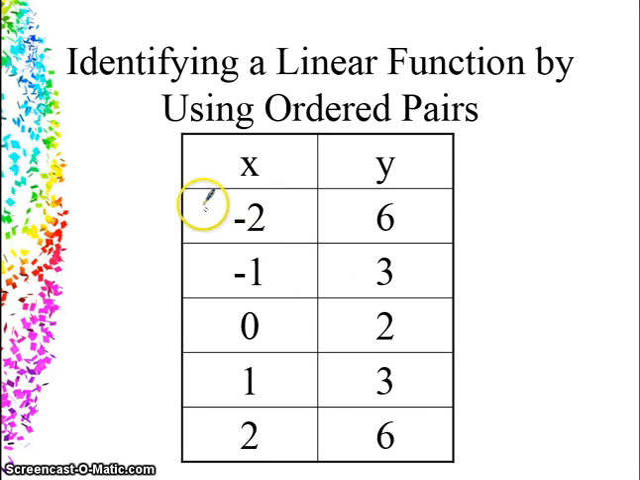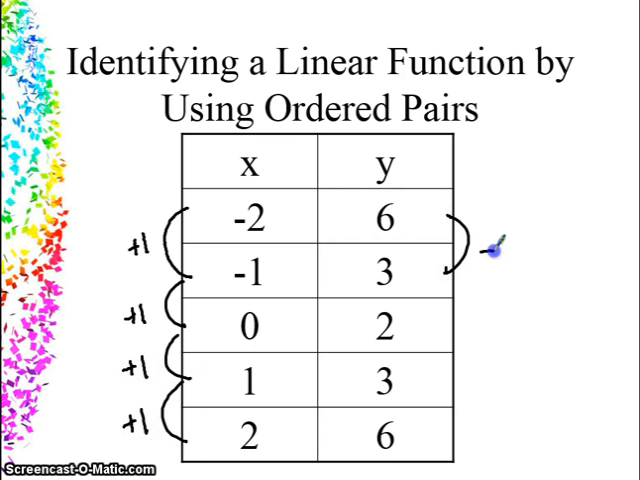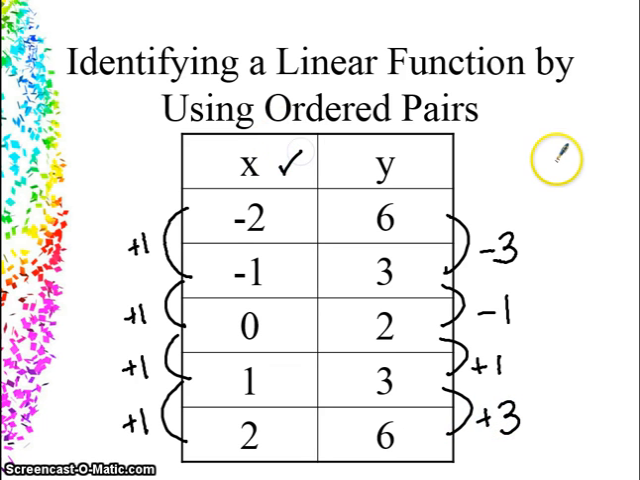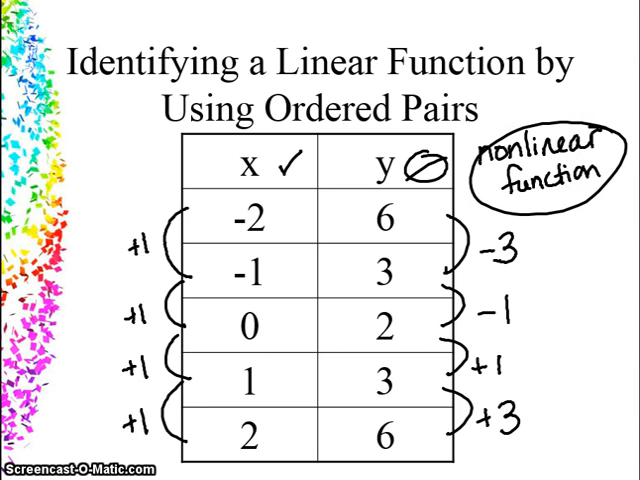Okay, let's look at another example. Here in the inputs, we see it's going up 1, up 1, up 1, up 1. The outputs are going down 3, down 1, up 1, up 3. So the inputs have a constant rate of change, but the outputs do not have a constant rate of change. So this is nonlinear. Now, each input does have just one output, so that does make it a function. So this is a nonlinear function.